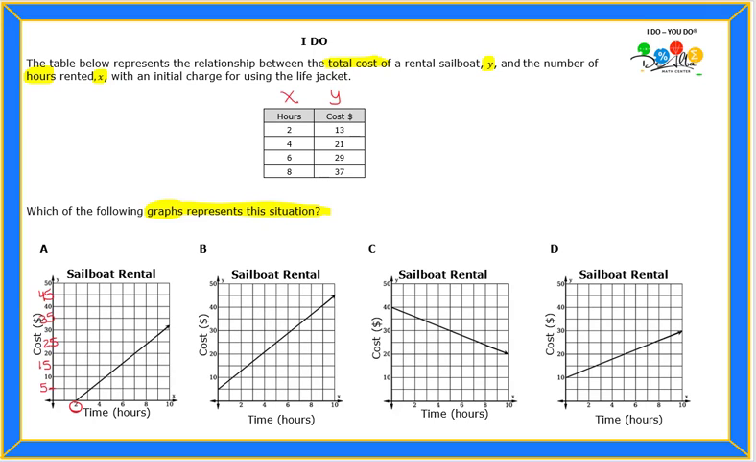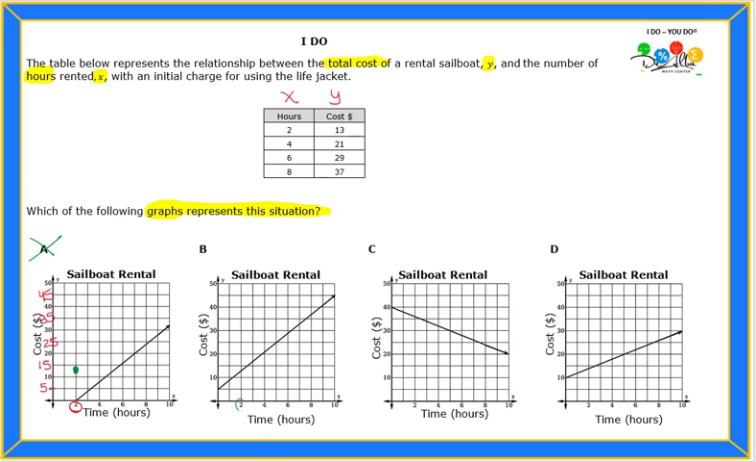So let's find 2 and 13. If that's 2, then 13 will be somewhere over here. And that's not even on the line, right? It's way off. So A cannot be my answer. Now, if you feel more comfortable checking another point, feel free to do it. But I can see that 2 and 13 is not on that.